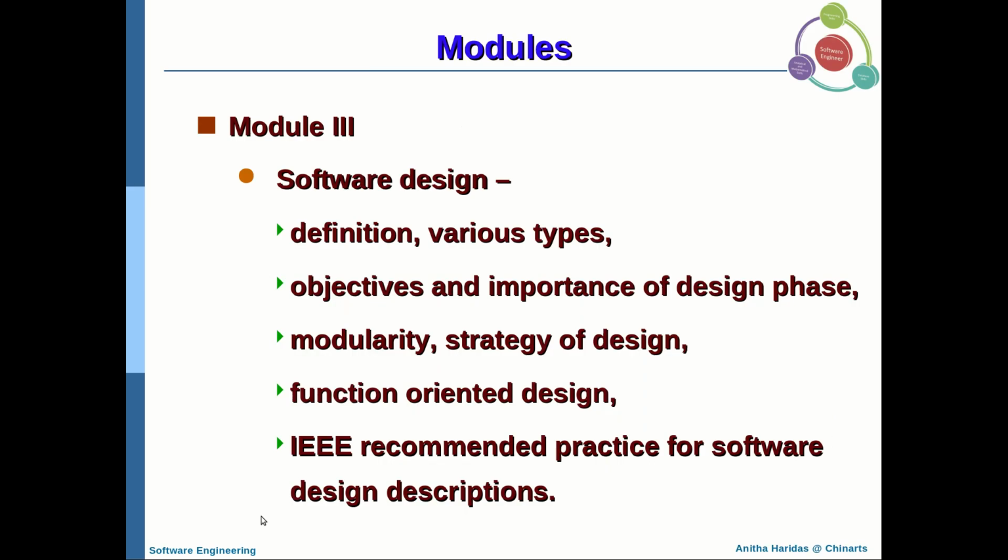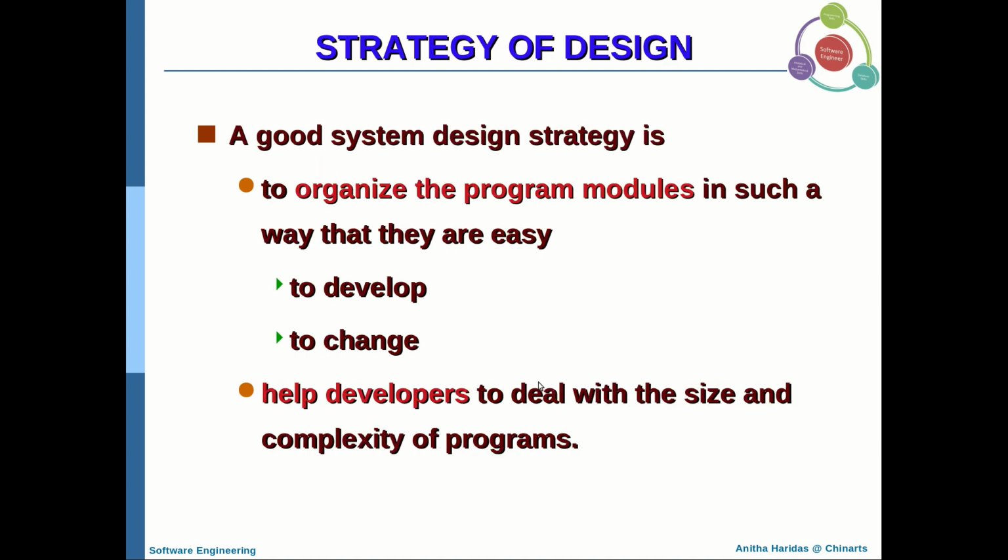We are currently discussing Module 3 of Software Engineering. In the previous video, we discussed the different definitions for software design and the different types, also the objectives and the importance of the design phase. In this video, we are going to talk about the strategy of design. We have also discussed why a good system design is important in software engineering.